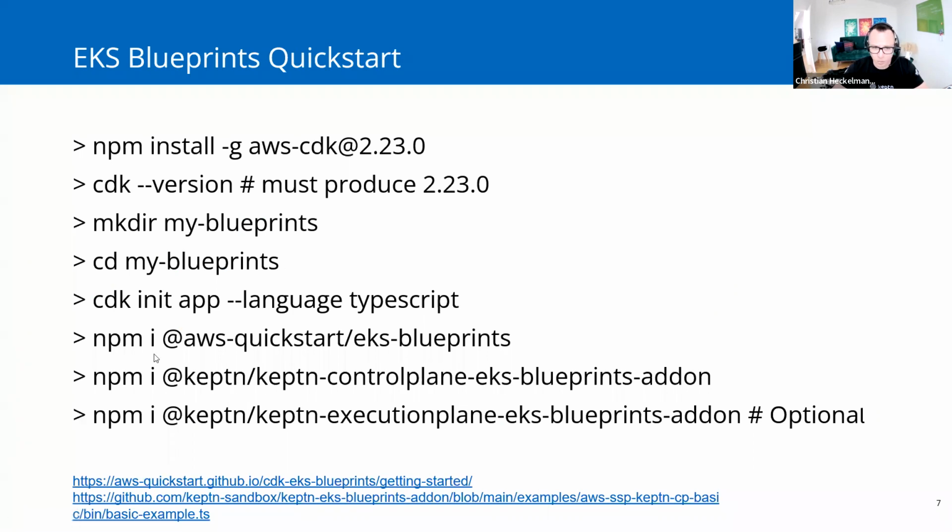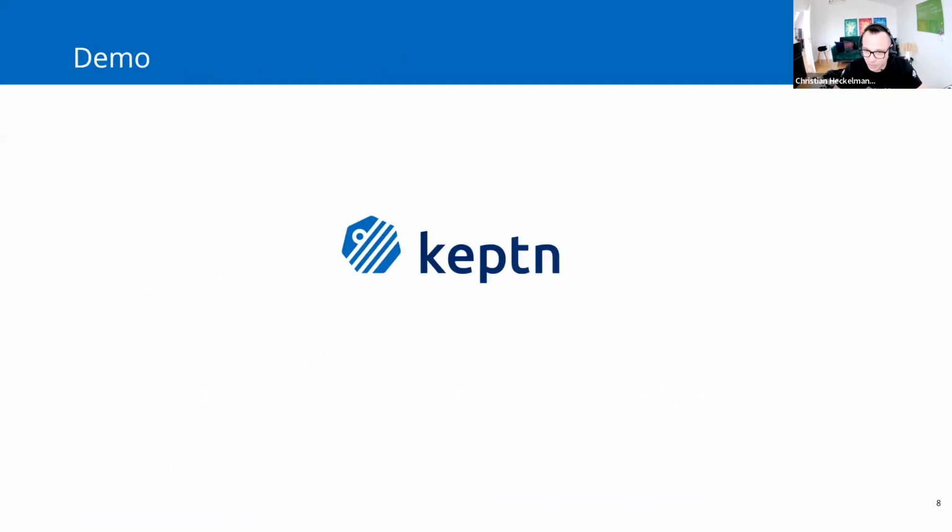We installed the AWS Quick Start Blueprints through npm. We installed our control plane add-on through npm, and optionally, if you want to later on deploy an execution plane, you can do this as well with an add-on from us, right? And with this being said, we will wait a couple of minutes and we'll be back as soon as Keptn is available, right? See you.